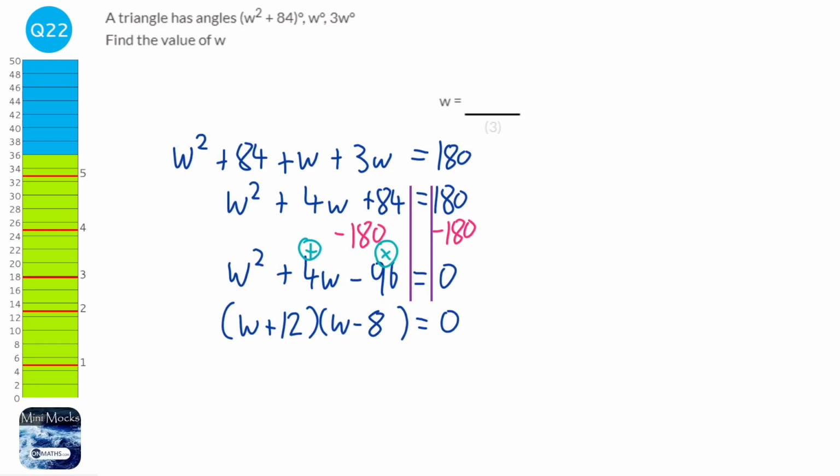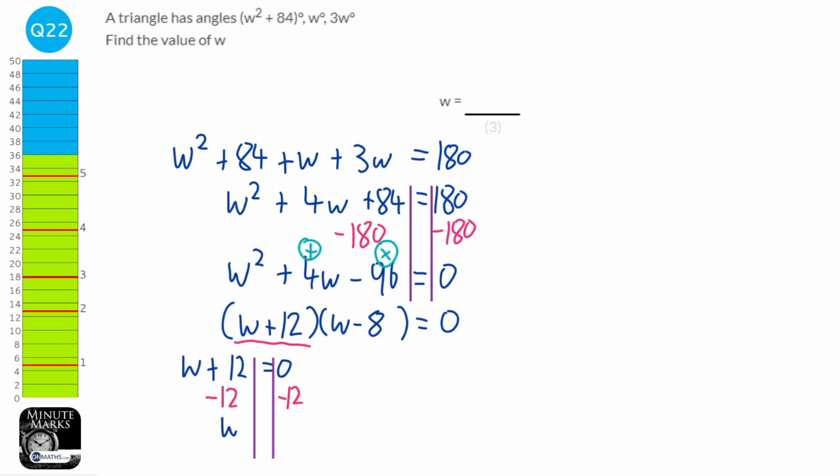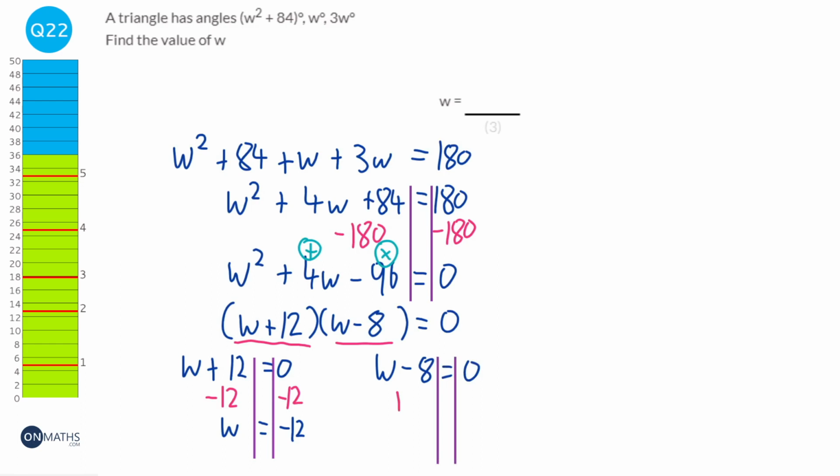That works. And to solve, we look at the left-hand side first and get that equal to 0. So w plus 12 equals 0, and then solve it. So get our lines in. Take away 12 both sides. w equals minus 12. And we get the right-hand side, get that equal to 0. w minus 8 equals 0. Lines in. Add 8 both sides. w equals 8.